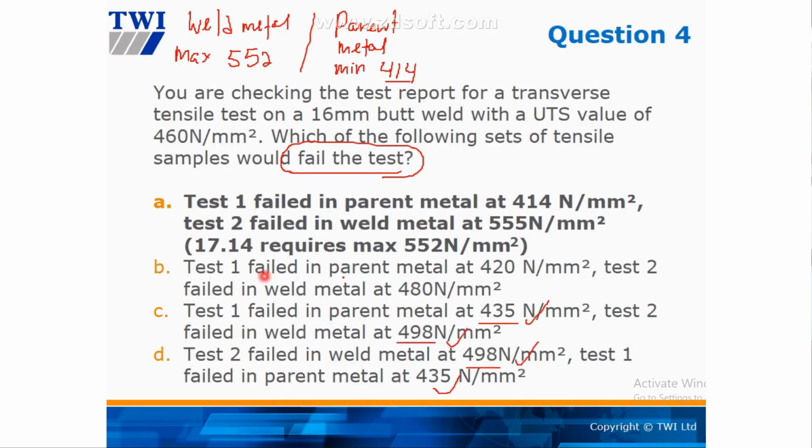All right, B. Test one fail parameter 420. This is 414, so this is okay, it's not fail. Test two 480. The maximum is 552 for 1 meter, so this is pass. All right, look at question answer A. It said test one fail parameter 414. So this is minimum 414. This is still passed, not fail. But test two fail parameter 555. All right, so this is above maximum given 552. So that is a fail here. So that's where the answer goes to A.